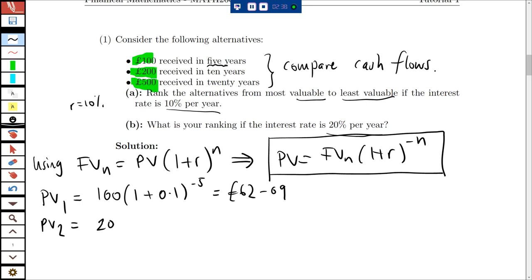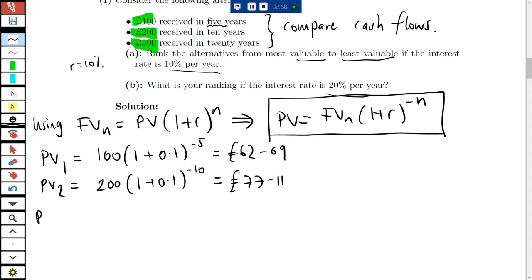The second one, £200 is received in 10 years. In today's money, this is approximately, using a calculator, £77 and 11p. And the third cash flow, the £500 received in 20 years. In today's money, this is £74.22.